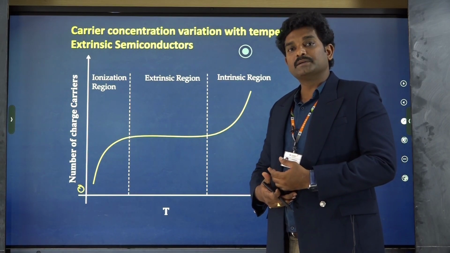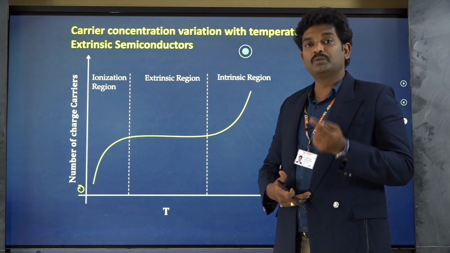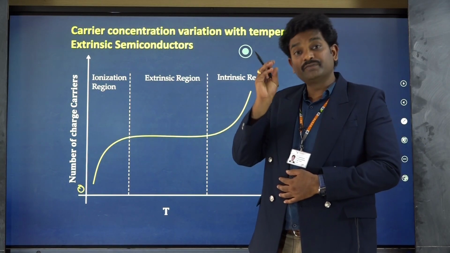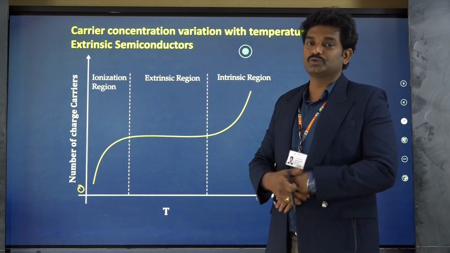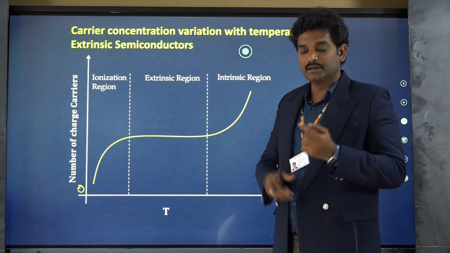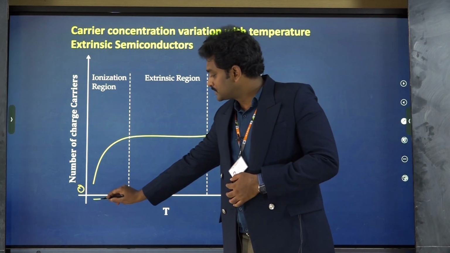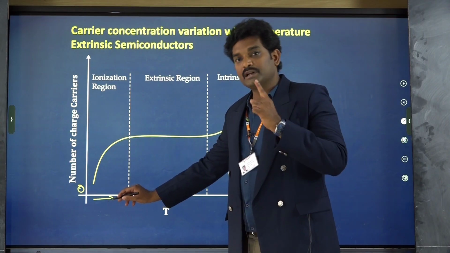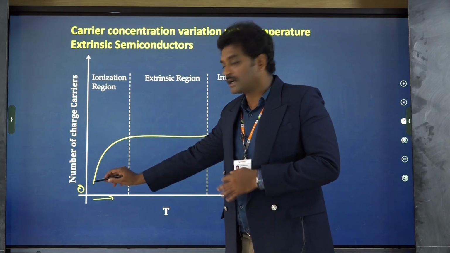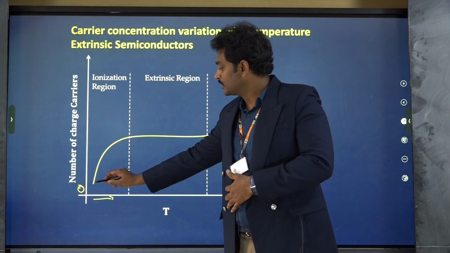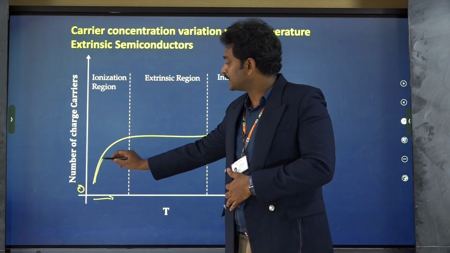As we slowly increase the temperature, the amount of energy required to break the bond is more than the amount of energy needed by the 5th electron to come out of the phosphorus atom. So which electron will come out first? The 5th electron will come out first, even at very low temperatures. As the temperature slowly increases, the 5th electrons in the phosphorus atoms start coming out and move into the crystal. So the number of electrons is slowly increasing.